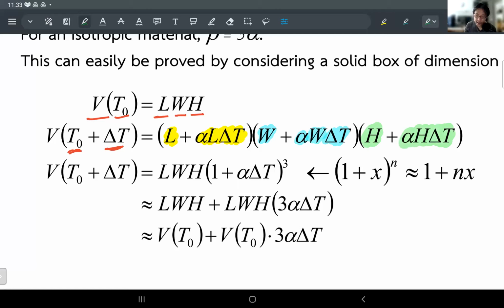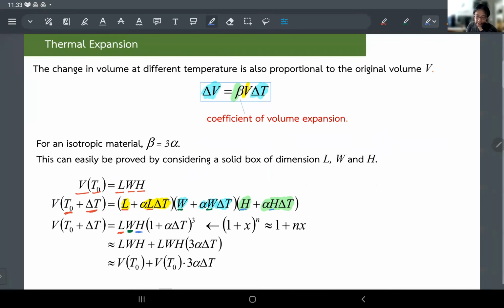So what I can see is now I can pull a common factor over here. That's an L over here, I can pull it out. W, pull it out, place it there. H, pull it out, put it there. And now they have a common factor of (1 plus alpha delta T) cubed. Question: where does the cube go? Where does the cube go in the volume change? Wow.